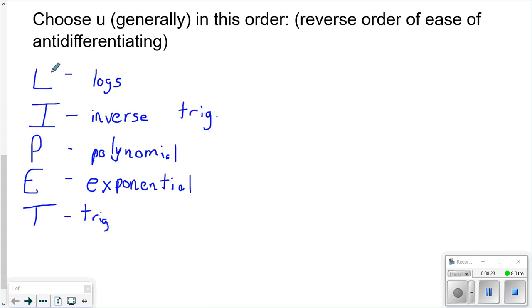So if you see any of these functions in your integrand, you want to let u be logs first. If there are no logs, then let u be the inverse trig. If there are no inverse trig functions, let u be polynomials, etc. Say you have a polynomial and a trig function, you let u be the polynomial. Trig functions are super easy to anti-differentiate, like I said, because all you need to know are the definitions of them from before.